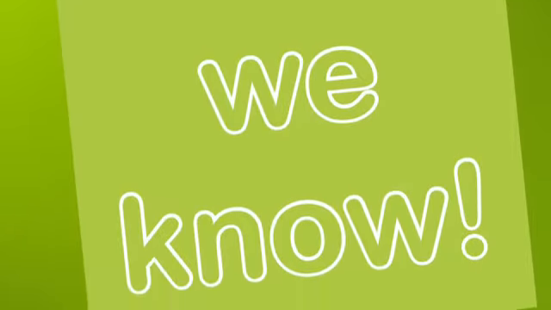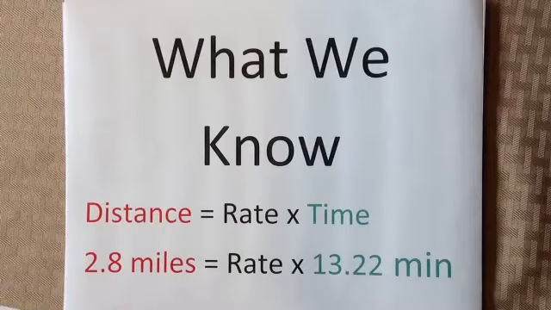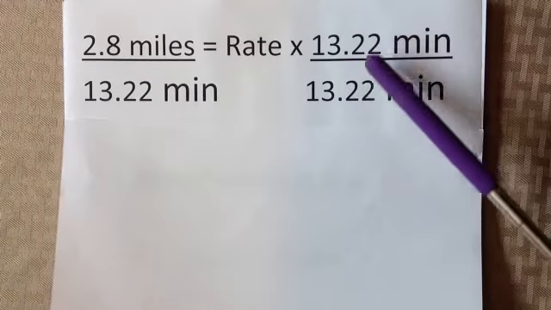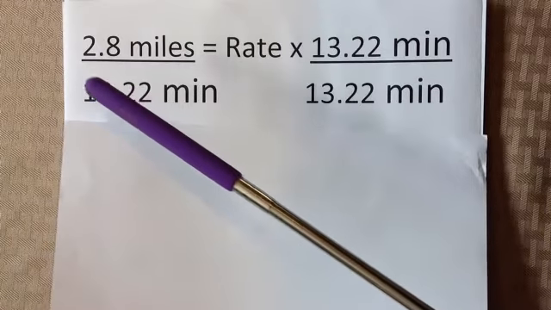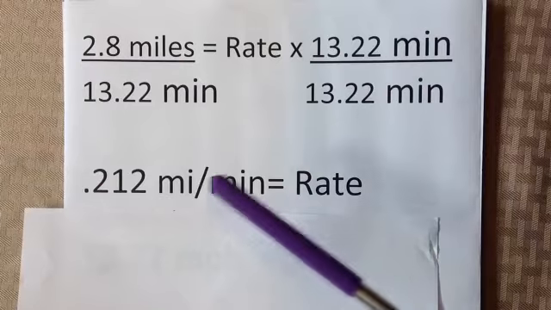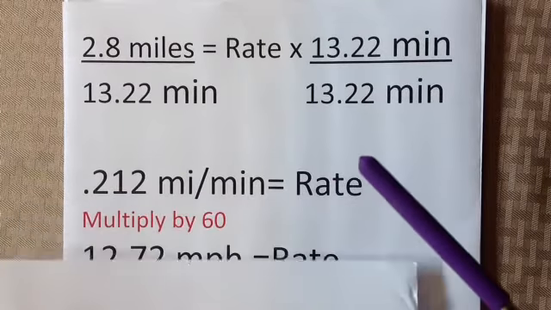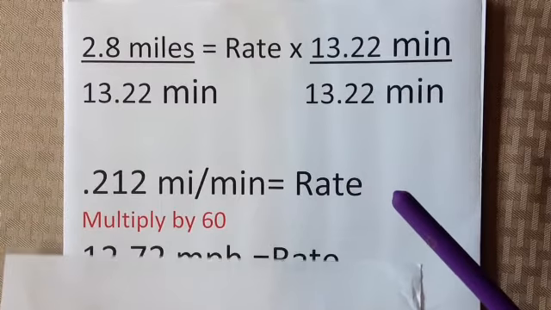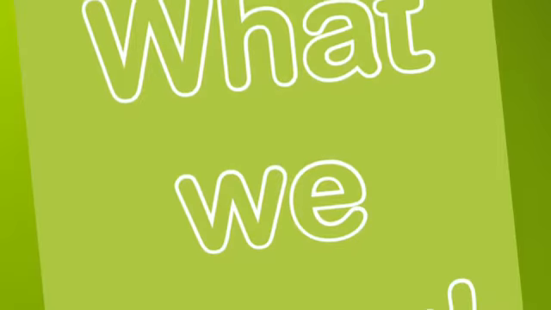So what do we know? We know the distance is 2.8 miles. His rate is unknown, but his time was 13 minutes and 22 seconds. We do our math once again, dividing each side. We figure out the miles per minute rate, and then multiply by 60, and that gives us 12.72 miles per hour. He improved on his previous speed by a whole mile per hour. I don't think he was trying very hard on the first mile.